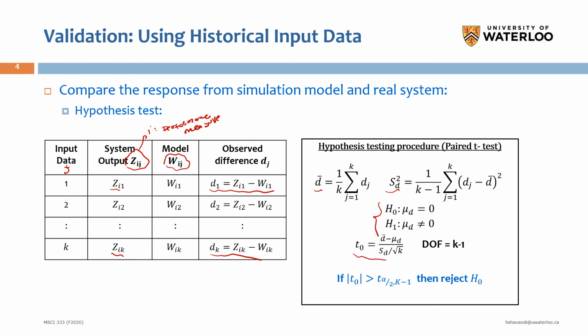The t0 statistic can be calculated by t0 equals d bar minus mu_D divided by s_D over the square root of k, and the degrees of freedom is k minus 1. So again, if the absolute value of t0 is greater than t half alpha, k minus 1, the critical value, we reject the H0. Other than that, we fail to reject the H0.